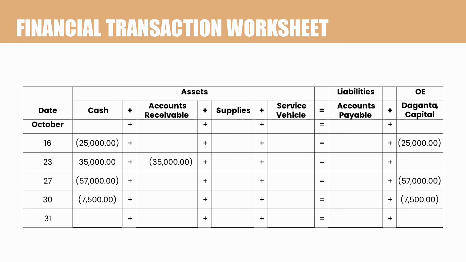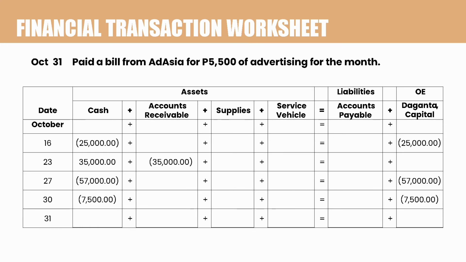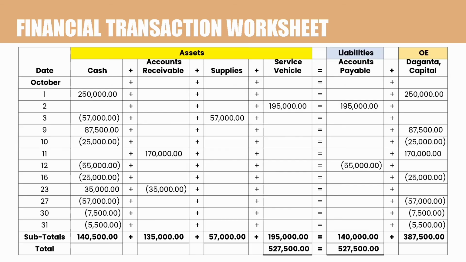And lastly, October 31, paid a bill from AdAsia for 55,000 of advertising for the month. So, we have 5,500 na bawas sa ating cash and bawas din sa ating owner's equity na 5,500. So, ganun lang yung paraan or yung ways on how to record our transactions on our financial transaction worksheet.